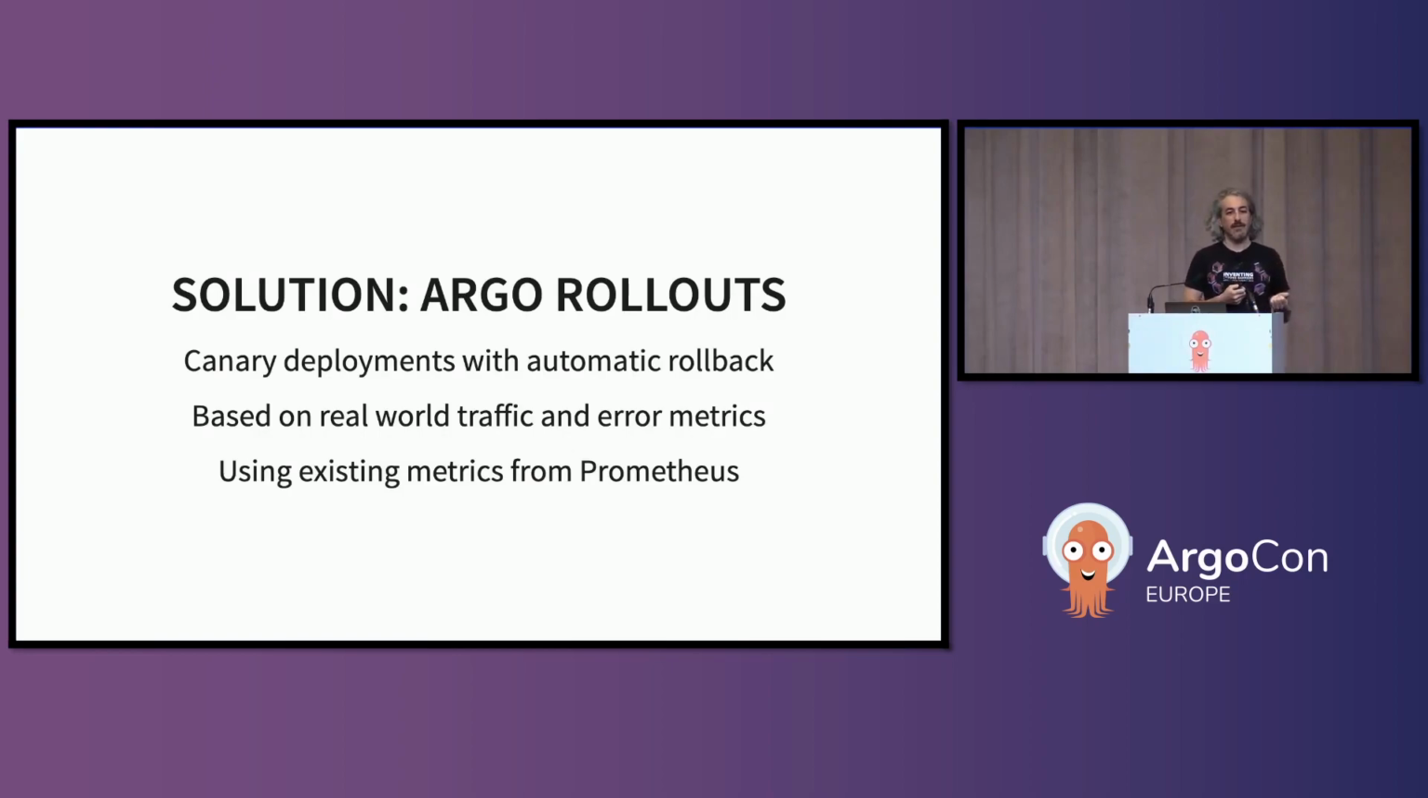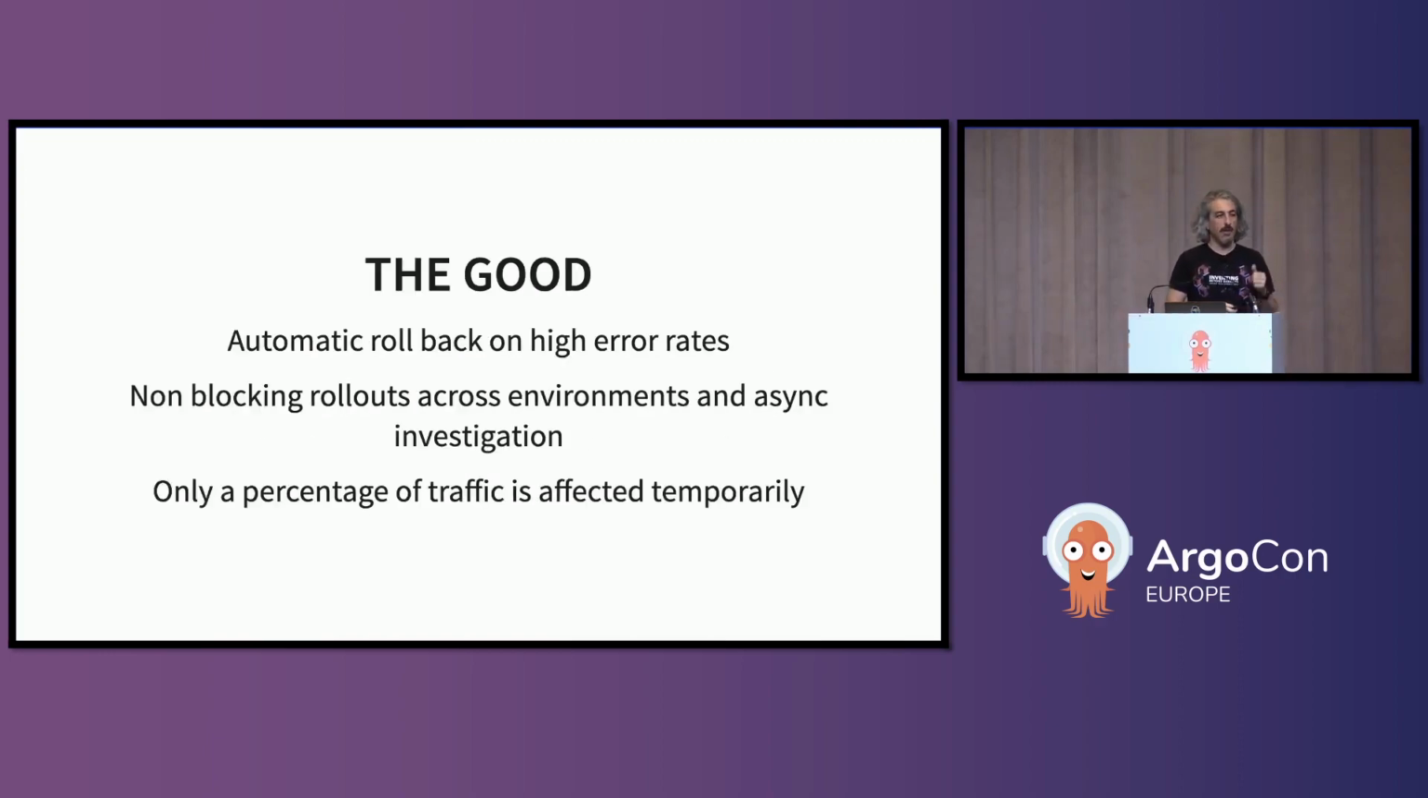We are working on canary deployments with automatic rollback. This is based on real-world traffic, that's the advantage, and real-world error metrics, using metrics that we already have from Prometheus. What are the advantages of this? Automatic rollback when we have higher error rates. We have non-blocking rollouts across environments, and we can have asynchronous investigation.